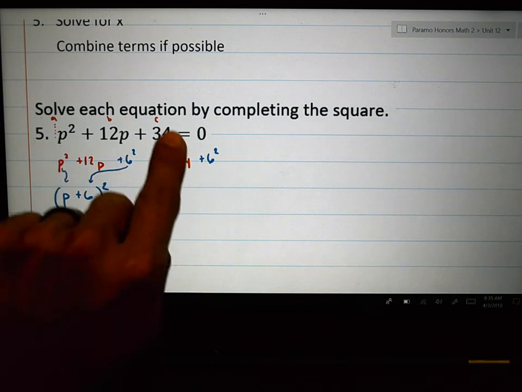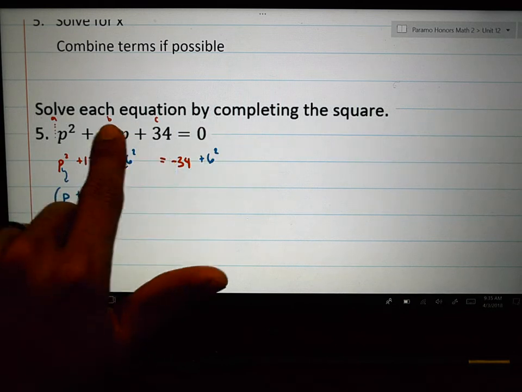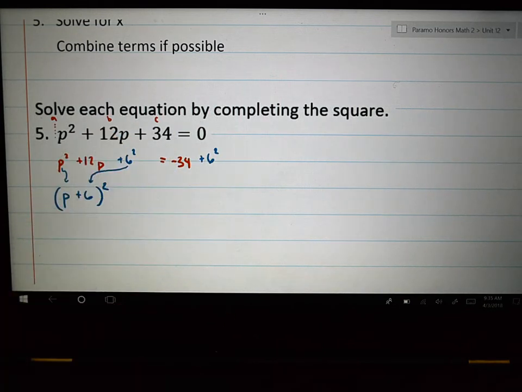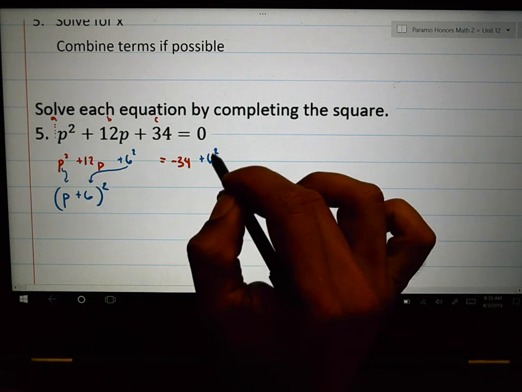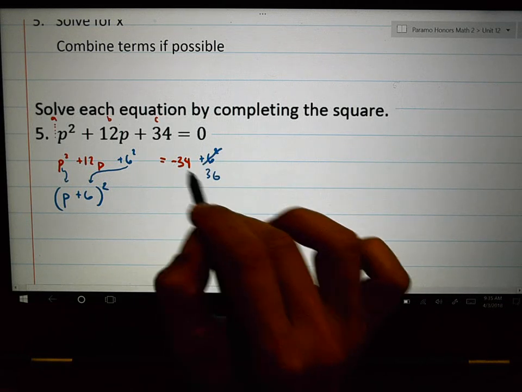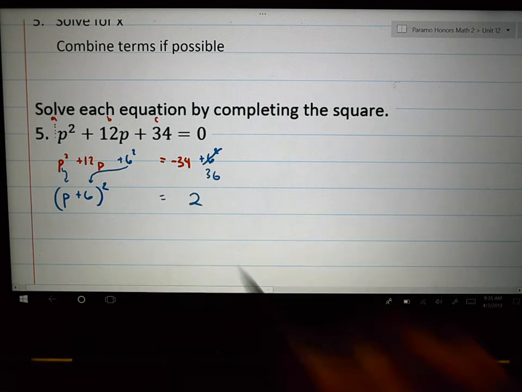It may not have factored perfectly from the beginning, but by moving the c over and adding that half of b squared, that half of b squared always makes this left side factor perfectly. That's the best part. Now the right side we're going to have to solve. The right side we actually have to figure out: 6 squared is 36. 36 minus 34 is 2.